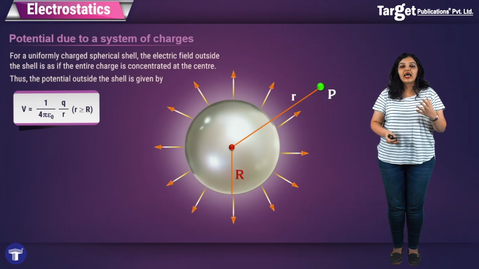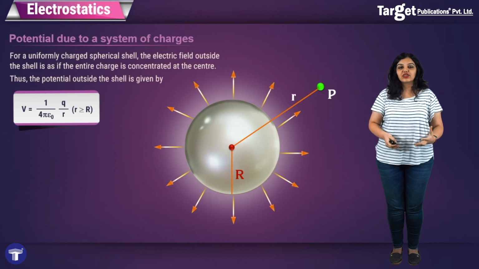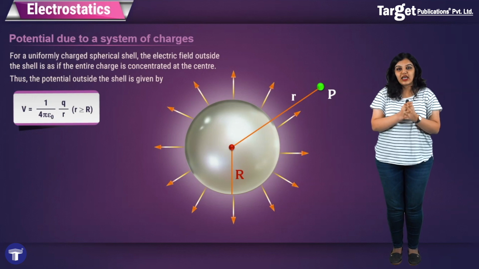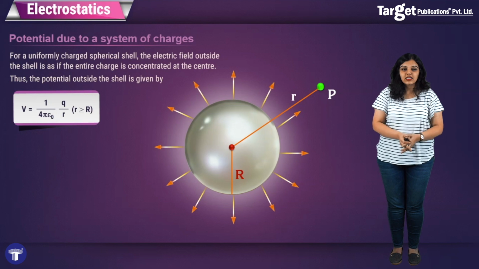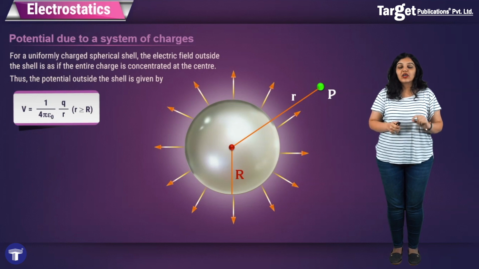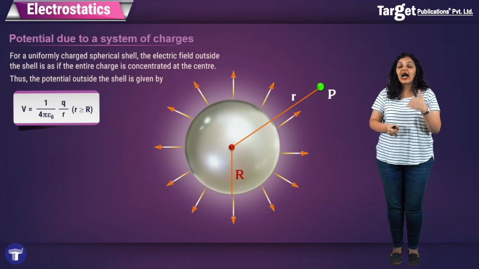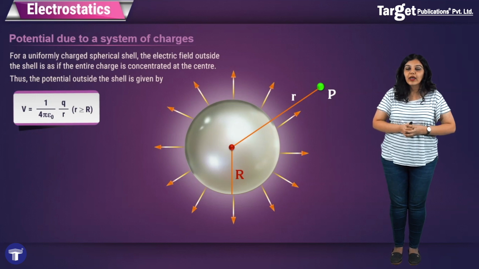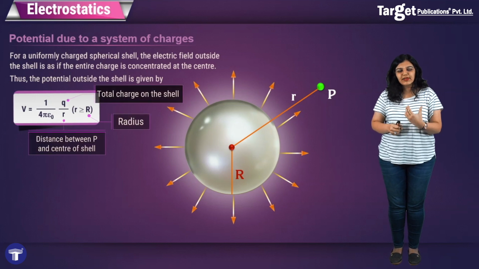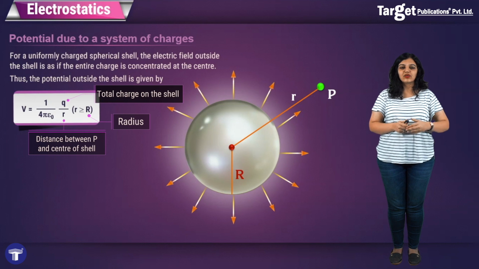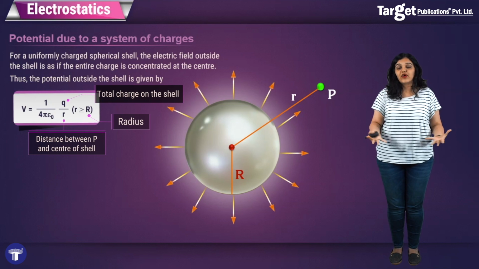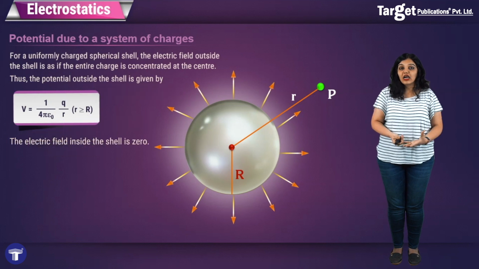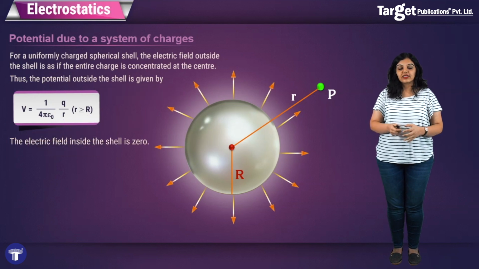So we say that the entire charge is concentrated at the center. It's as if the entire charge is concentrated at the center. So now we see that we got the potential at a point P outside the shell as 1 upon 4 pi epsilon naught q by r, where r is simply the distance between point P and the center of the spherical shell. And now we also know that because it is a uniformly charged spherical shell, which means it's a conductor, the electric field inside this must be 0.